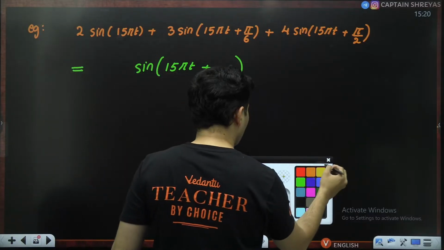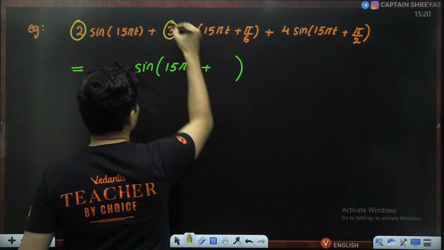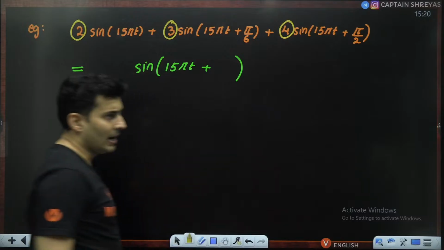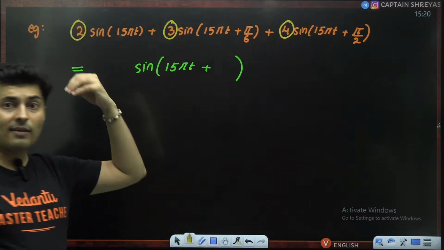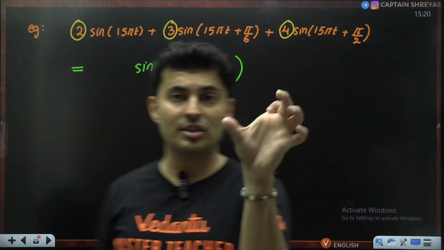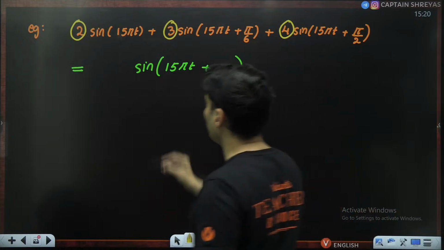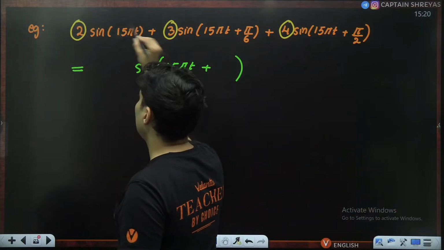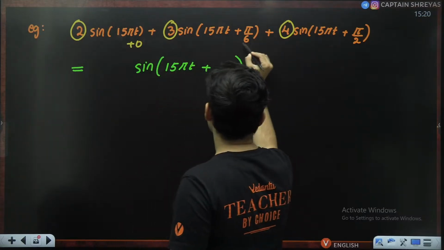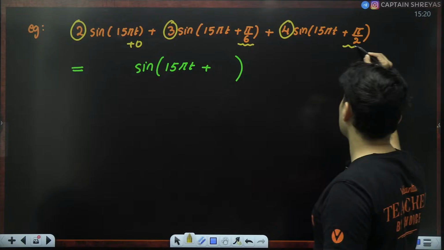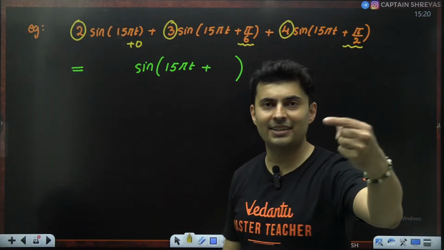What you do is concentrate your attention on what is there outside the sine term. These are the amplitudes, the maximum values 2, 3 and 4. Treat them like vectors of those lengths, length 2, length 3, length 4. Next thing, concentrate your focus on what is added to 15 pi t. Here nothing is there, plus 0. Here it is plus pi by 6. Here it is plus pi by 2. Those are going to tell me the directions of those vectors.